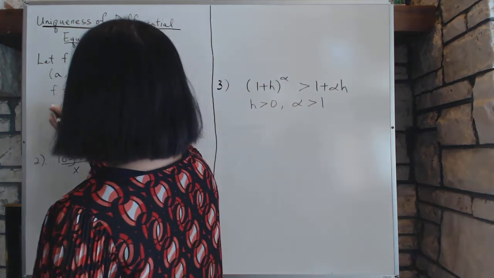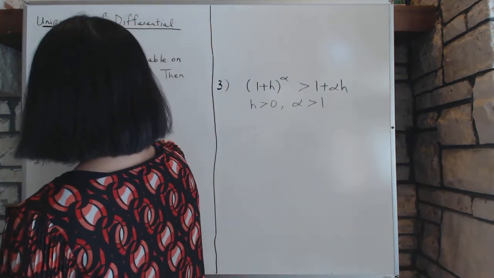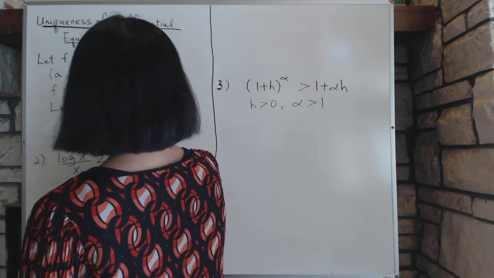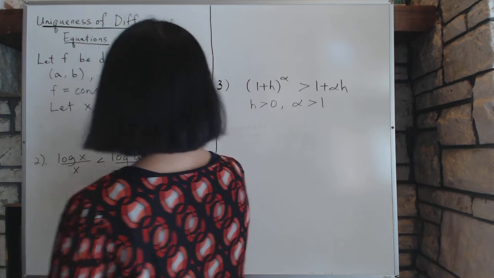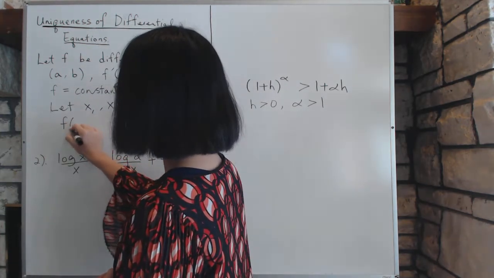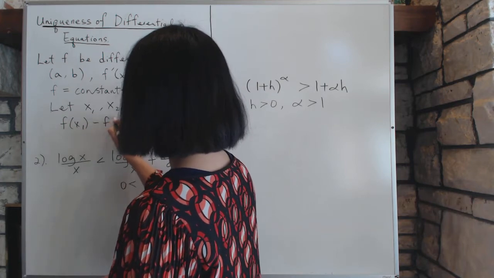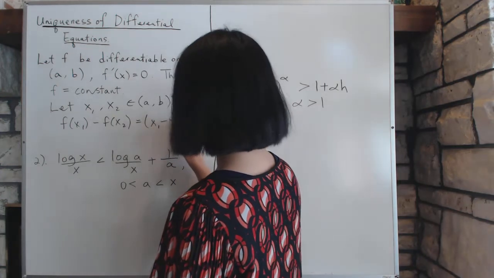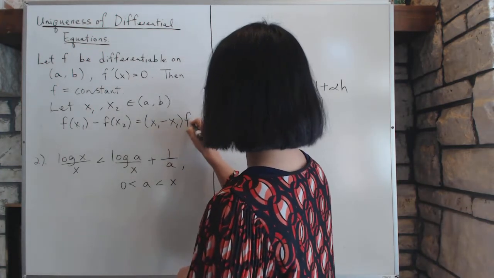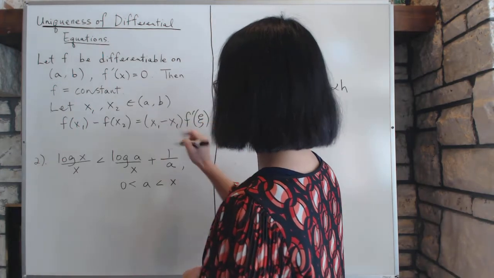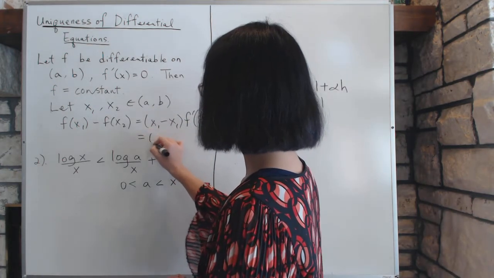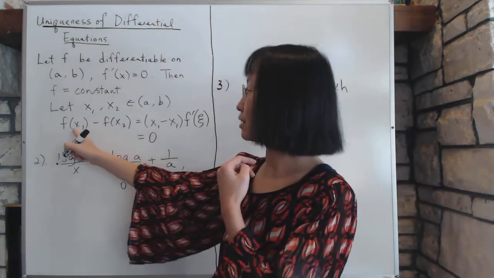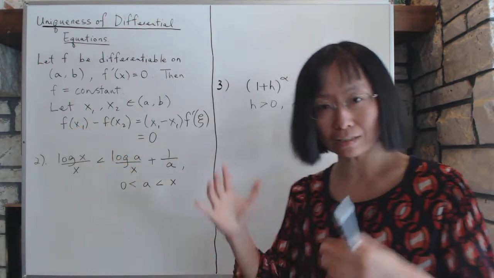What you do is you pick any 2 points in (a,b). So let's say x1, x2 are 2 different points in (a,b). They're different. So then f(x1) minus f(x2), by the law of the mean, is equal to x1 minus x2 times f prime of something in between, psi, between x1 and x2. But that is going to be equal to 0 because f prime of psi is 0, since f prime is 0 everywhere.